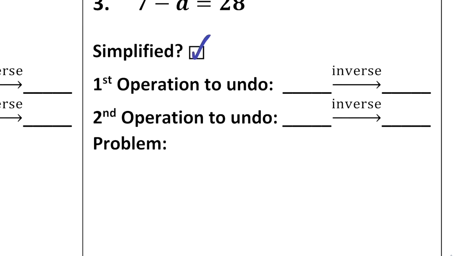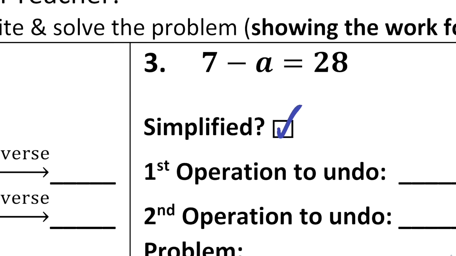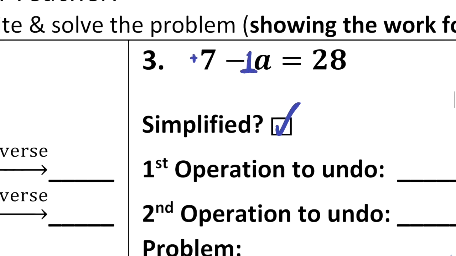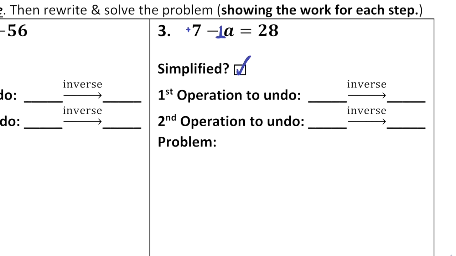So it is simplified. Now it's helpful to do a couple things. There's no sign that shows up in front of the 7, but if I need to, I could put a plus 7. And there's no number in front of the a, just a minus, but I could put a negative 1a. Remember we're always doing adding or subtracting first, so we need to notice that this is a plus 7.